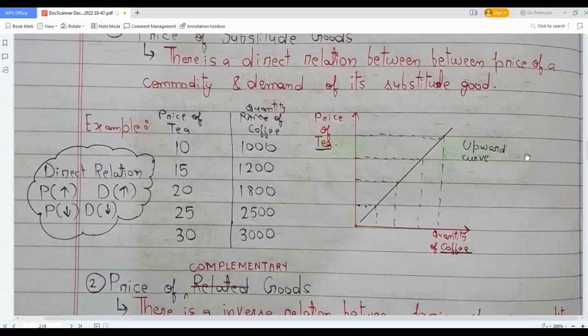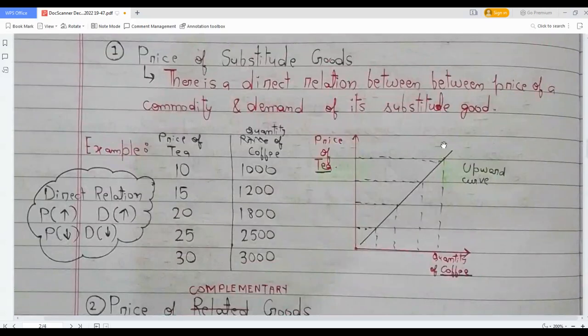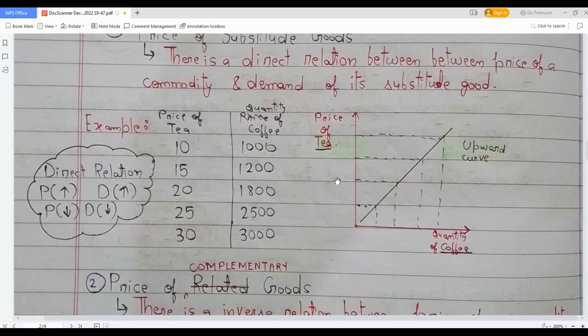Let's see the example. The price of tea increases from 10 to 15, and the quantity demanded of coffee increases by 200 units. And when price of tea increases from 15 to 20, the demand for coffee increases from 1200 to 1800, and similarly price of tea increases from 20 to 25 to 30, and quantity of coffee increases from 1800, 2500 to 3000 units. I think this relation between substitute goods is also clear.